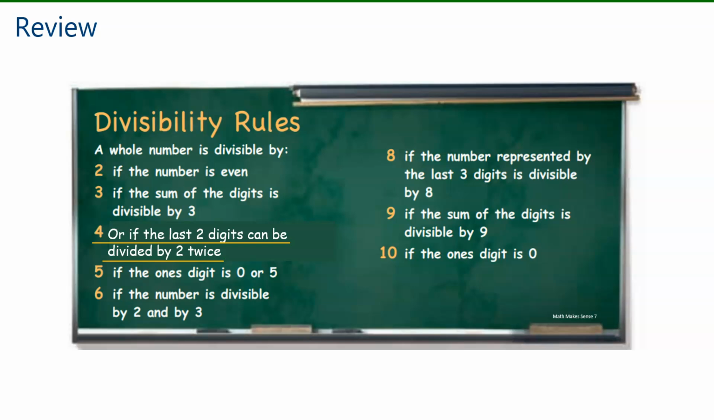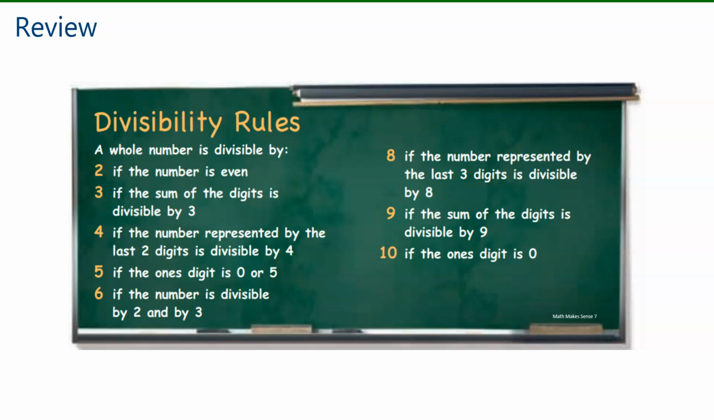Now this rule is really useful in a number like this, where the last two digits may not be a multiple of 4 that you know. So what you can do is just divide that by 2 twice. So now you have a couple of options for determining if a number is divisible by 4.